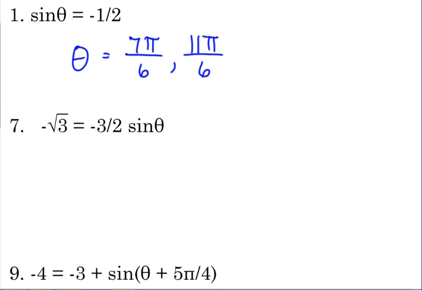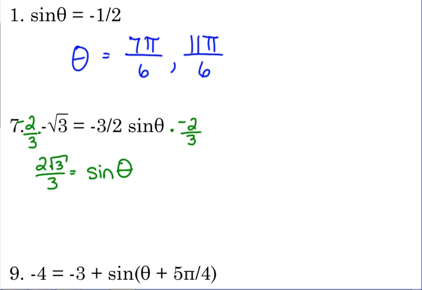Something like number 7, we need to do a little bit of work to get the trig function by itself first before we start referencing our unit circle. So right now, in front of our trig function, we've got a -3/2. So to get rid of a -3/2, we need to multiply both sides by -2/3. So that is 2 square roots of 3 over 3 is equal to the sine of theta.